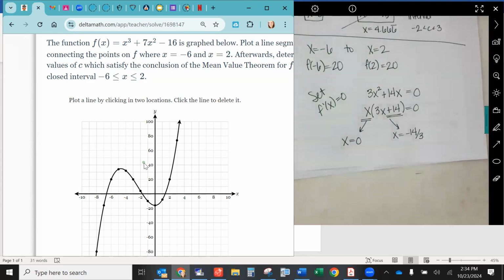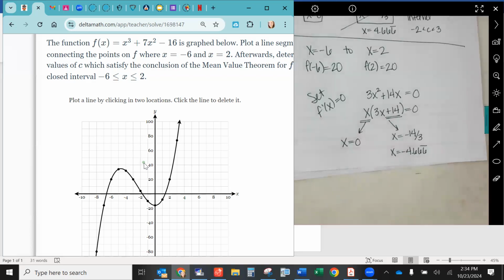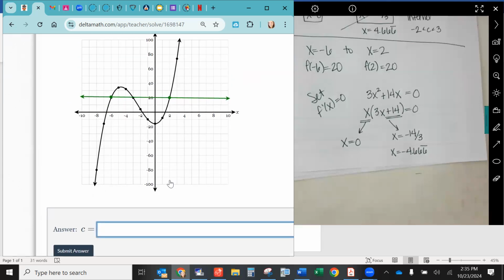Now, if 14 over 3 was 4.6, -14 over 3 is going to be -4.6. Okay, now remember, this is a different interval. So if I want to stay between -6 and 2, am I going to still eliminate this one like I did last time? No, I'm going to keep it because this is between -6 and 2. So for your answer, make sure you click first. -6 is here. 2 is here. And then I can see that I have a flat average rate of change. Okay, then I'm going to come down here and type in my answers. It was 0 and -14 over 3.